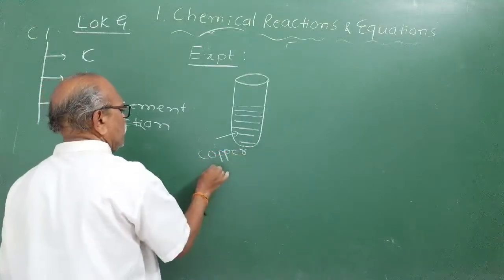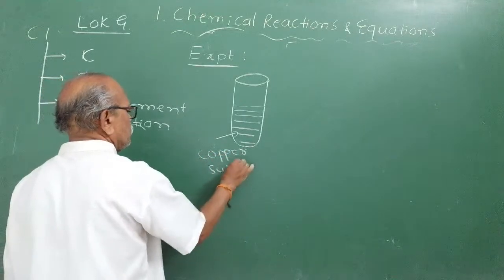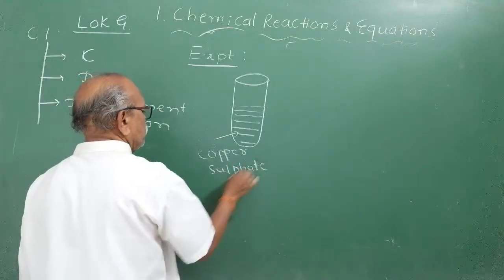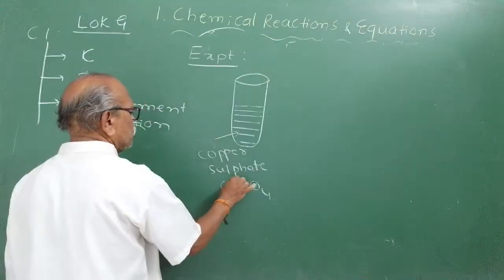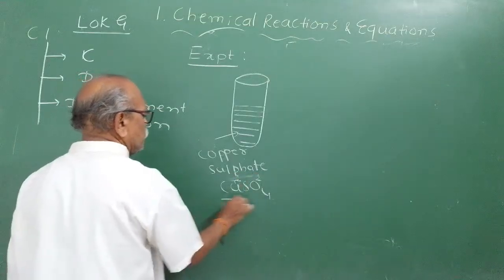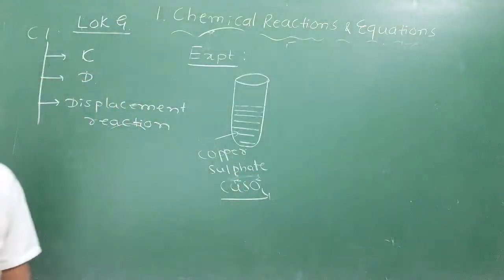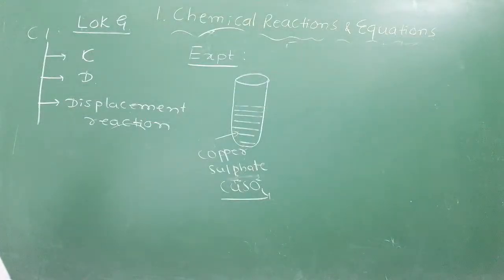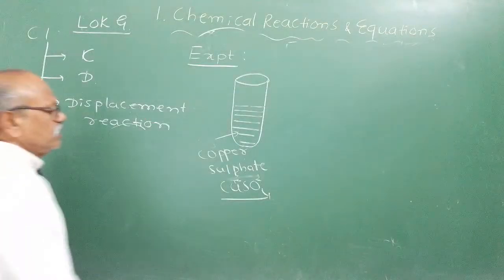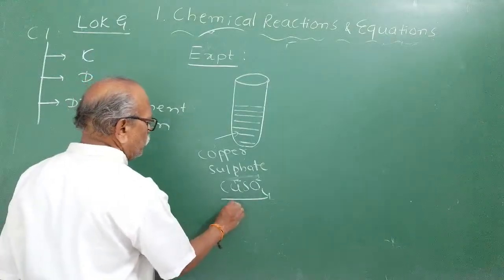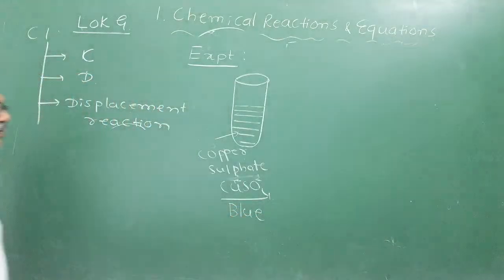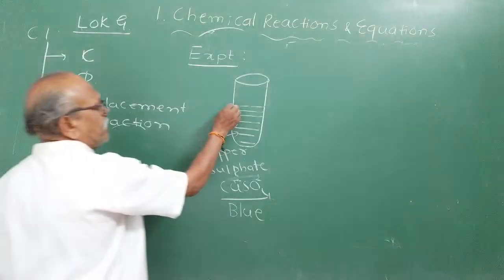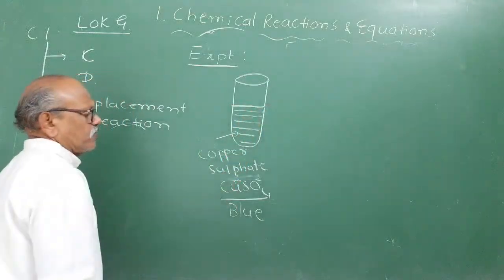What is the formula of copper sulfate solution? CuSO4. Why CuSO4? Plus 2, minus 2, net charge is 0. Anybody knows the color of it? Copper sulfate is blue in color. Copper sulfate crystals are blue in color. When dissolved in water, it will be blue in color.